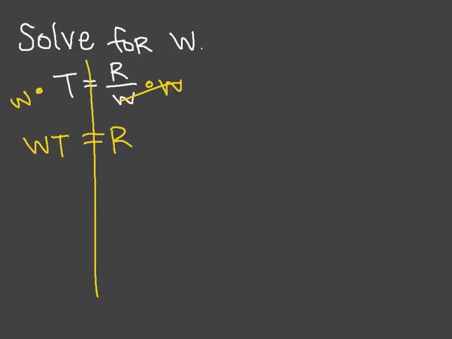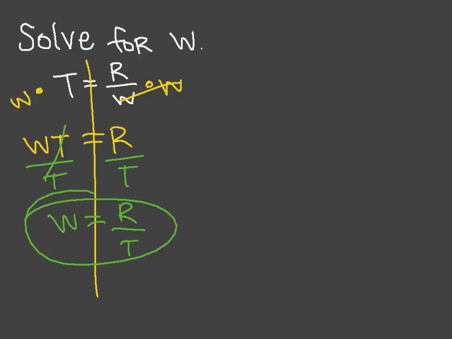Now my W still isn't by itself. Now it's just next to the T. So I have to figure out how I'm going to get rid of that T so that the W can be by itself. Well, if it's W times T, I'm going to have to divide to get rid of the multiplication there. Now the T crosses out, and I get W equals R divided by T. I got the W by itself, so there's my answer. W equals R divided by T.